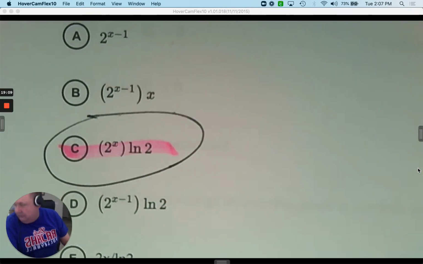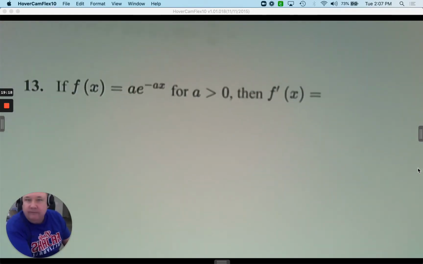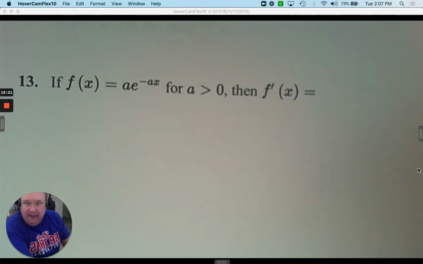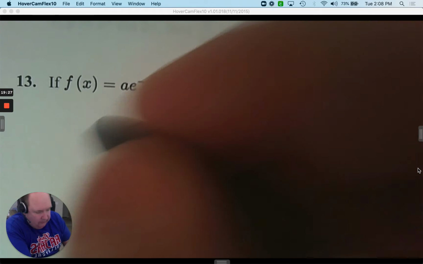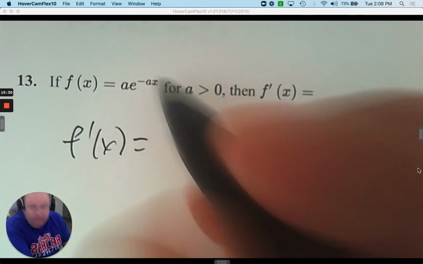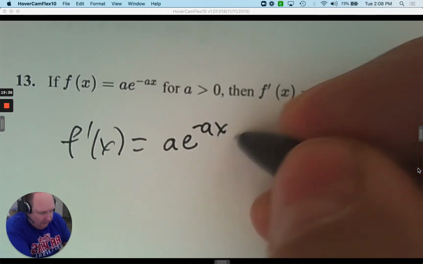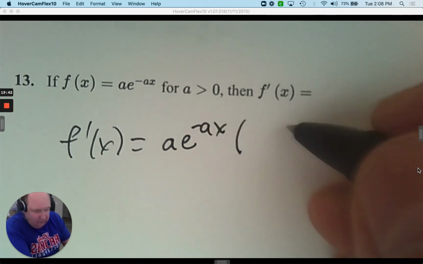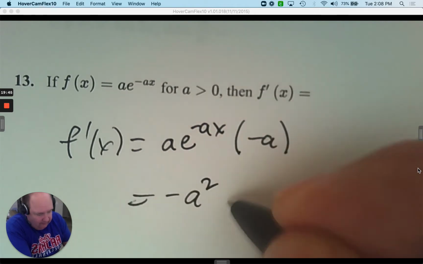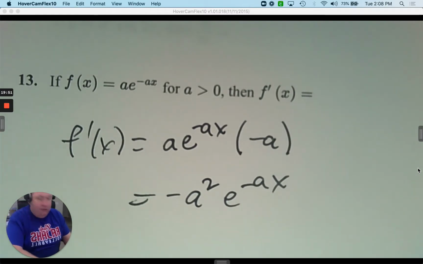Do you know your rules? Number 13. For f at x equals a times e to the negative ax, where a is greater than 0, a constant, then what's the derivative? So for this, the derivative of an exponential base e is you copy it to begin with, times what's the derivative of the exponent? So that's just a number. So negative ax, the derivative is negative a. So if I put it together, this is what I would expect as the answer. And I'll turn the page, and the answer is E.